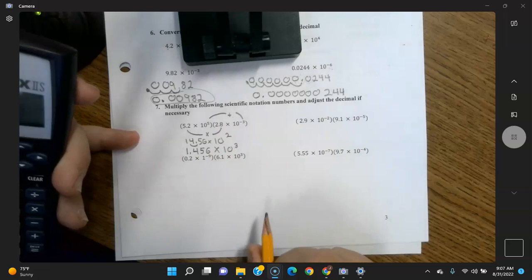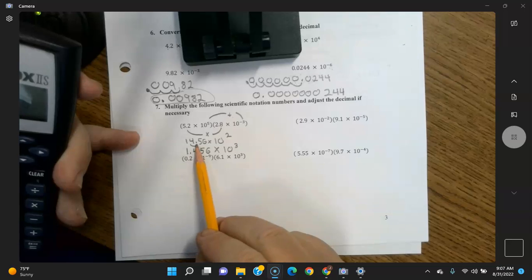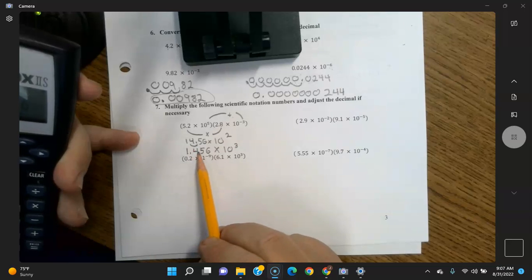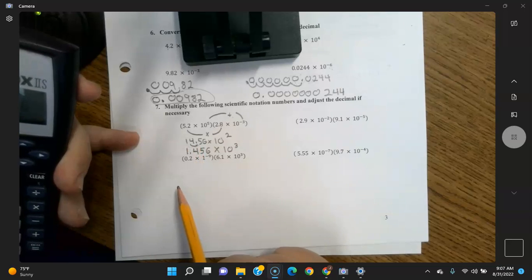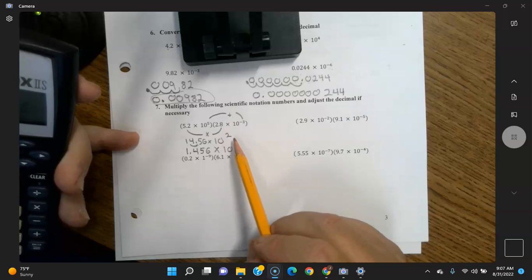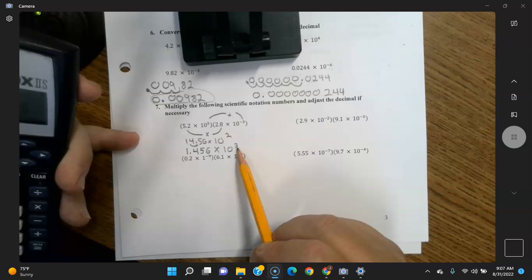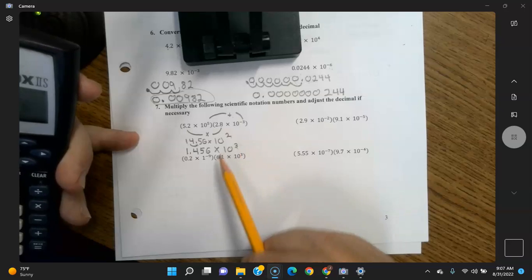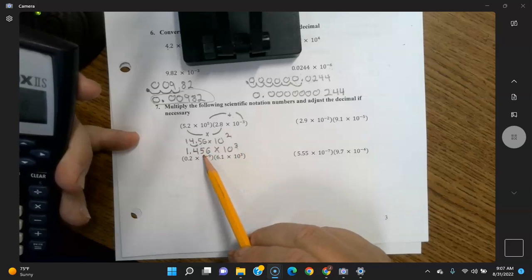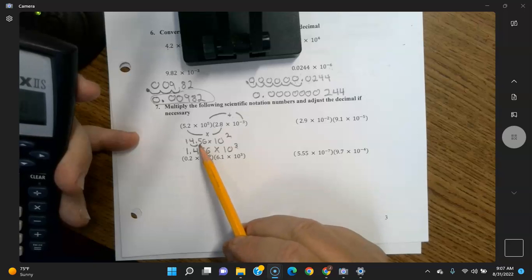And the reasoning is this. You made this number smaller by 1 position. You moved the decimal 1 over. So to compensate for that, you have to make this number bigger by 1 position. So go from 2 to 3. When you go from 14.56 to 1.456, you've divided by 10. This divided by 10 gives you this.